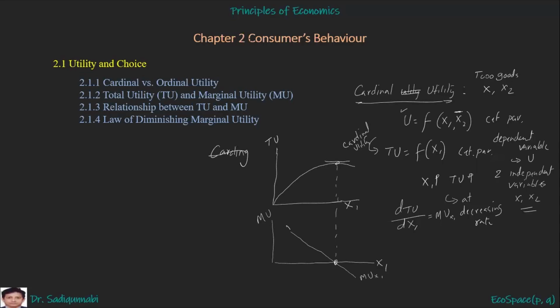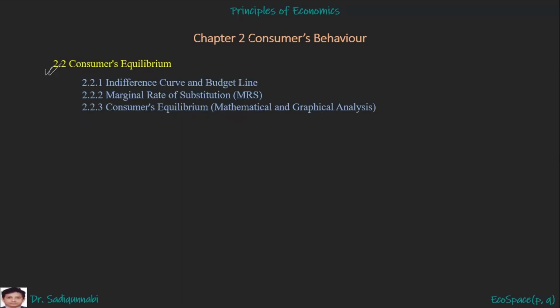Okay, now what about ordinal utility? So ordinal utility, let me write down here. Ordinal utility, again, a function: utility is a function of x1 and x2, equation 1. So in ordinal utility, we say that we are going to rank.